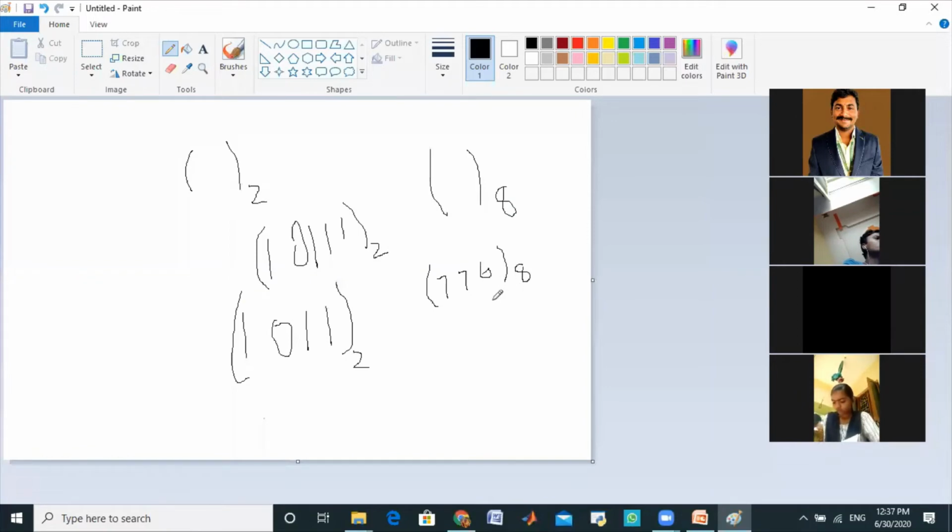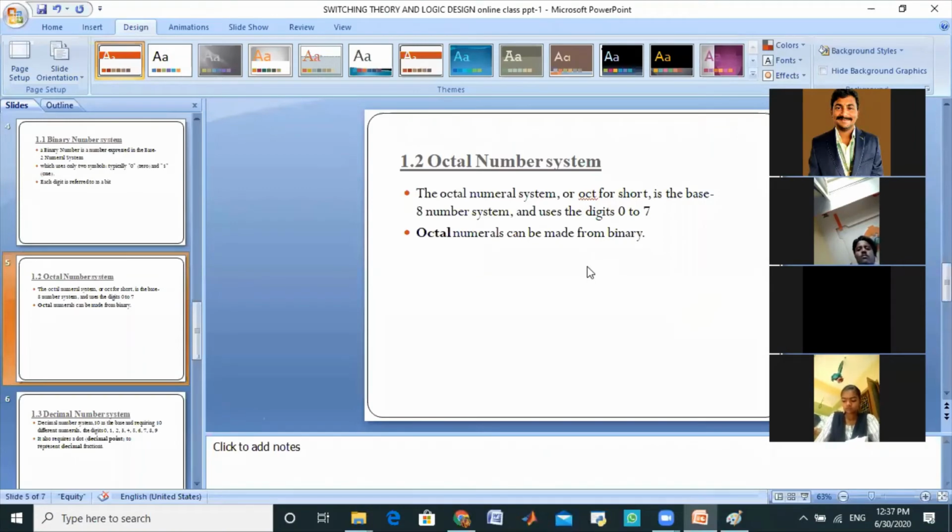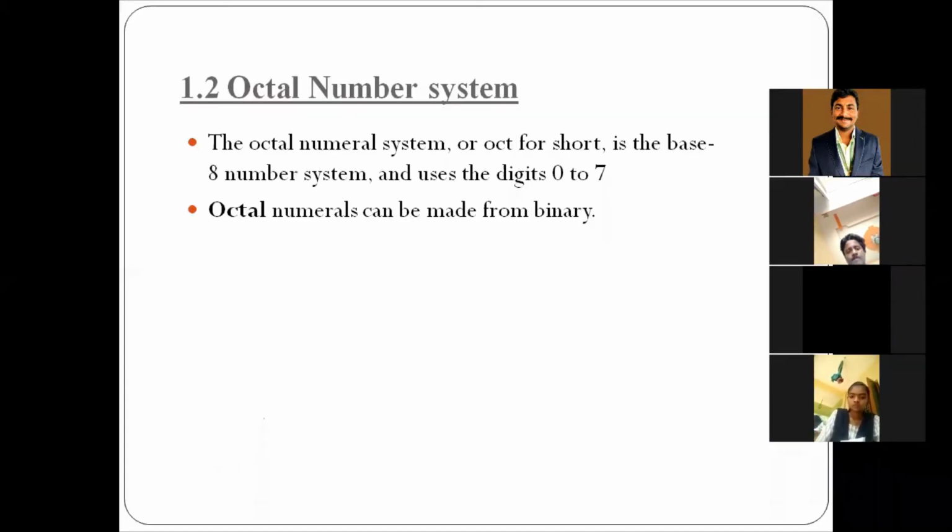So the base of the octal number system is 8. Remember this point, guys. This is nothing but the octal number system. The two main points of the octal number system: the digits come from 0 to 7, and the base of the octal number system is 8, which we denote as 8.